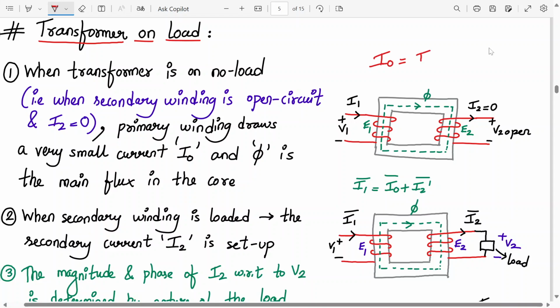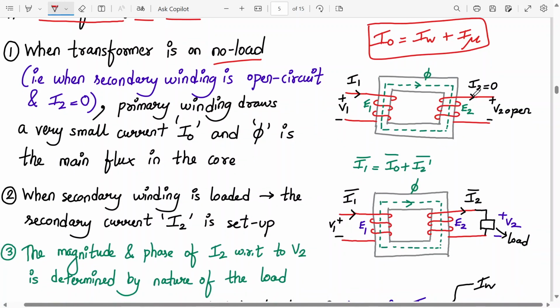I0 gets converted into two components, IW plus I mu. You should remember that. So in no load condition, I2 is 0, and so I1 will be I0 plus I2 dash. Okay, so not this I2 dash. I2 dash is not there, so I1 will be equal to I0. Alright, so primary current draws a very small current I0, and phi is the main flux of the core.